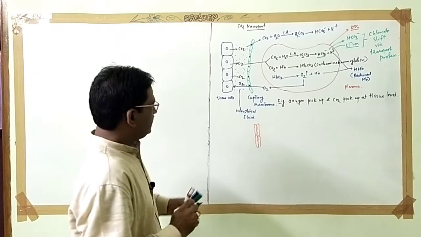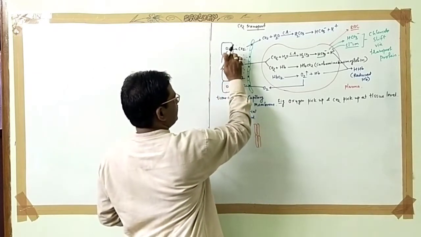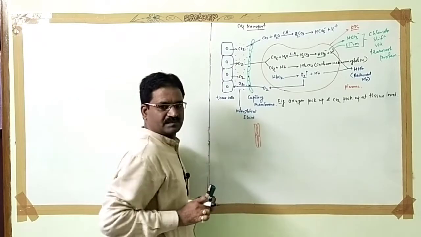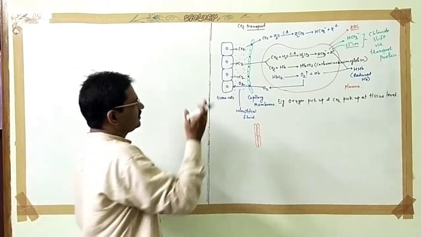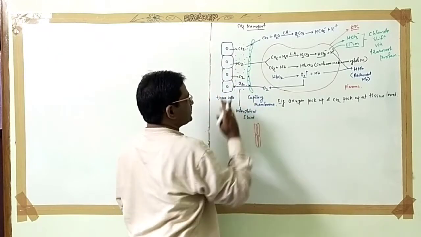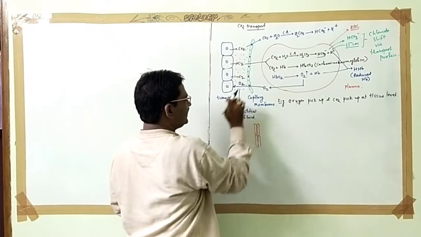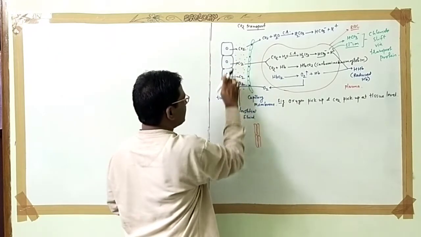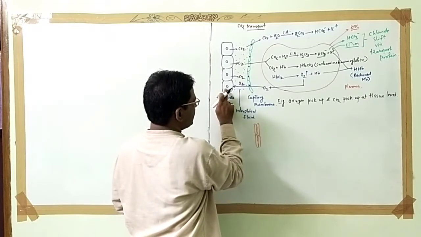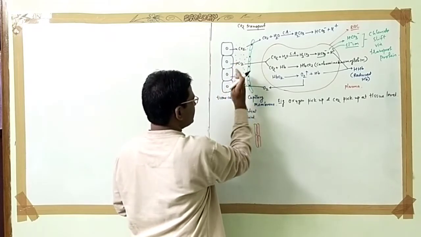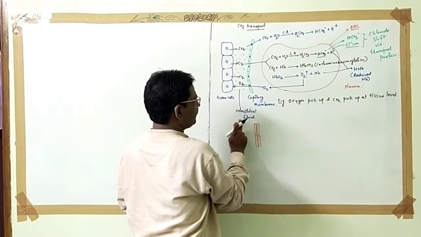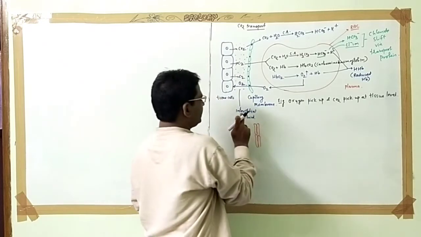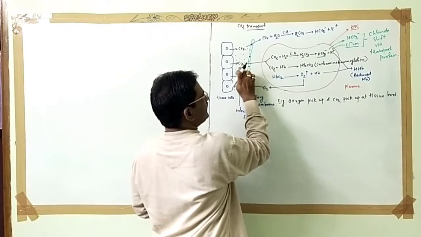Now see these are the tissue cells. Okay, the formation of carbon dioxide takes place in tissues that is transported through this interstitial fluid. Okay, these are the tissue cells. From these tissue cells, carbon dioxide is diffused into interstitial fluid, and then this carbon dioxide is transported.